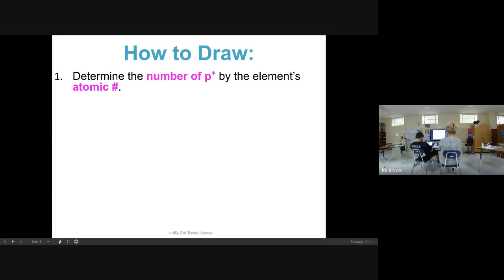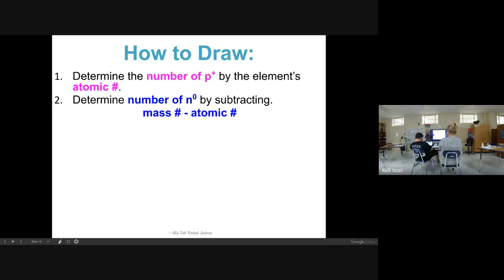A couple of things you've got to be able to do to draw these. You have to know the number of protons. We get that from the atomic number. We have to figure out the number of neutrons, and we do that by subtracting the atomic number, or number of protons, from the mass number.